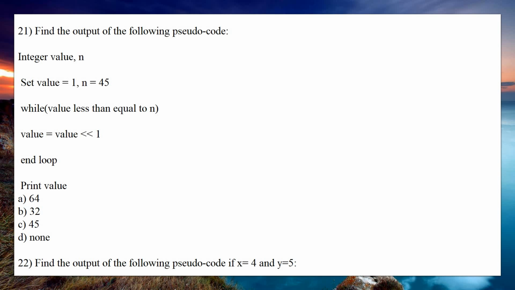So the next one is the 21st question. The 21st question is to find the output for the code. You need to find the output for the code: integer value comma n. Initially you are going to set value equal to 1 and n equal to 45. Then while value is less than or equal to n, what you are going to do is value is equal to value left shifted by 1, and next you are going to end the loop.